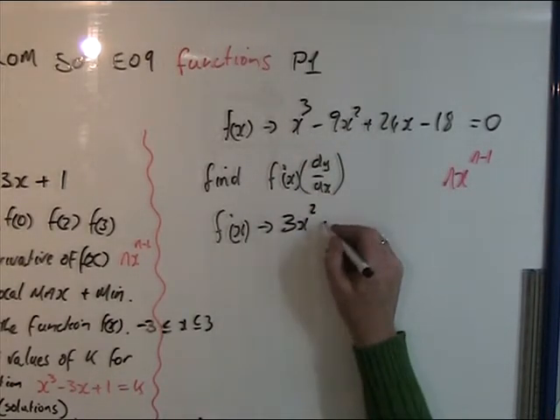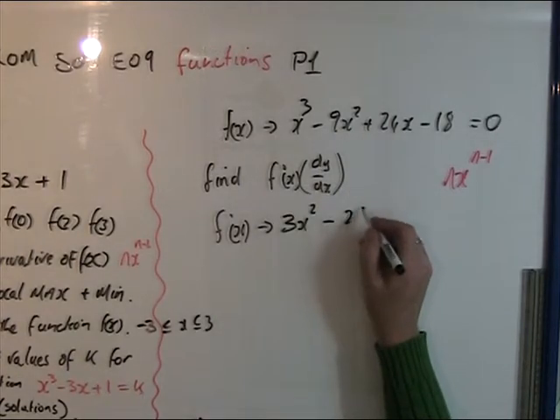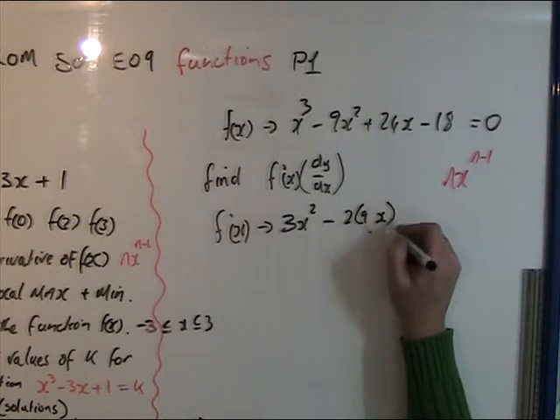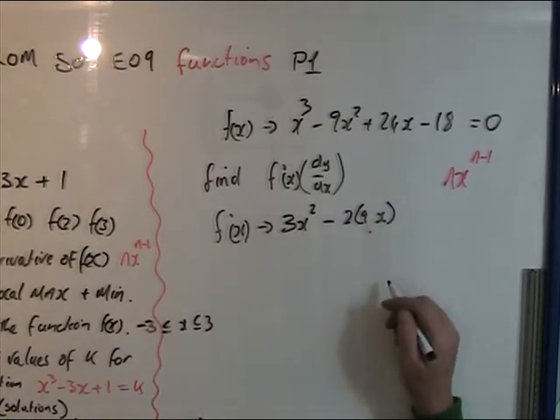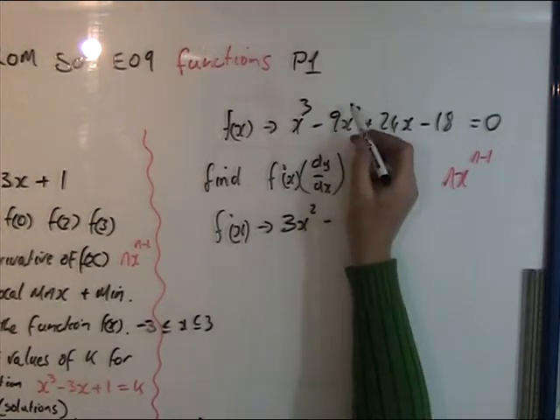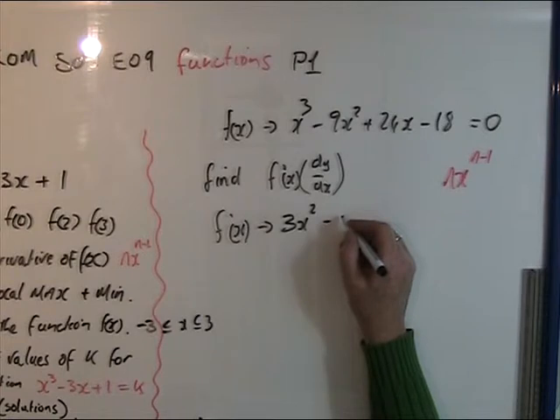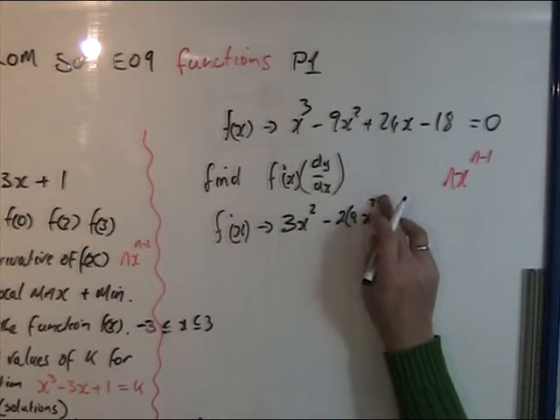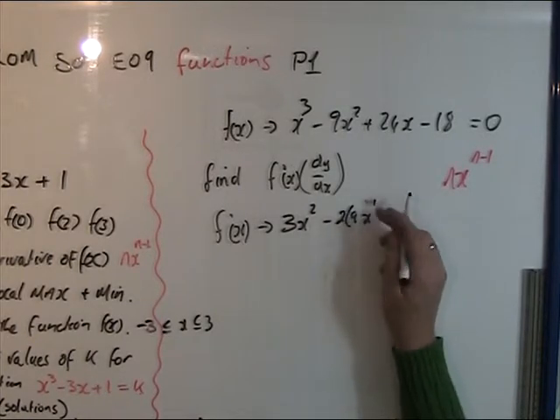Same again. 2 times 9 times x. Well, we can put it all in. Times x to the power of 2 minus 1 is 1. Do you understand? Okay, we'll do that again. So 2 times minus 9 is minus 18. I'm going to put in 2 times 9, and x to the power of 2 minus 1 is 1, and anything to the power of 1 is itself.